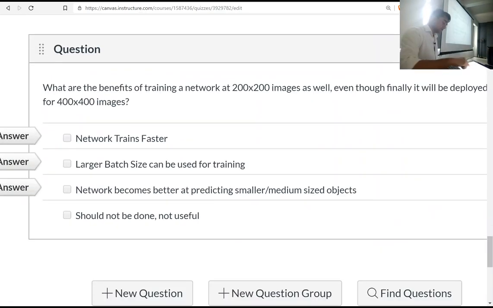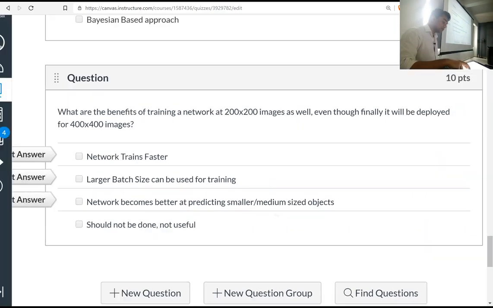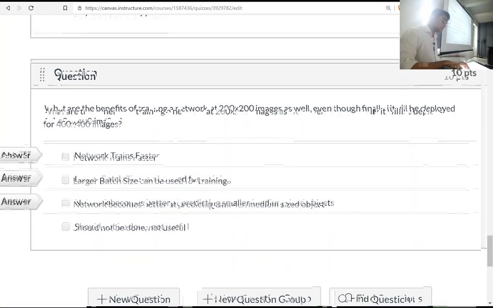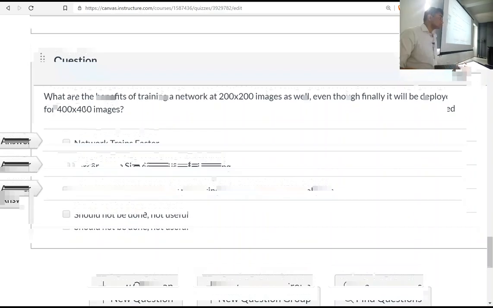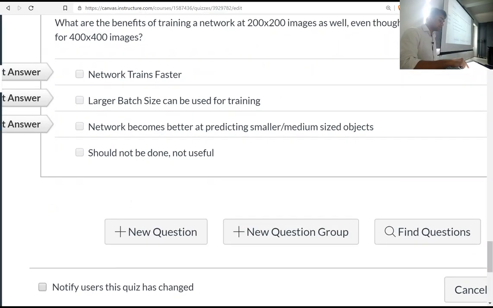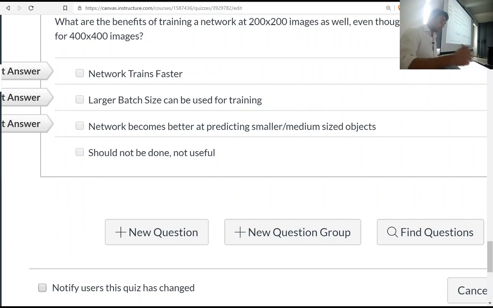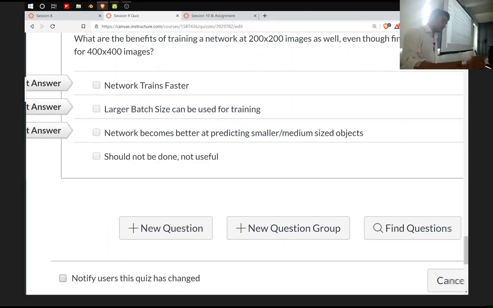Okay. Now, what are the benefits of training a network on 200 cross 200 images, even though finally it will be deployed at 400 cross 400? This is something which YOLO does, and this is very, very interesting and something you'll appreciate when we actually cover the YOLO algorithms. Now, look at the first thing, network trains faster. Right? Before looking at that, these options are randomized. Maybe not sure about this quiz.